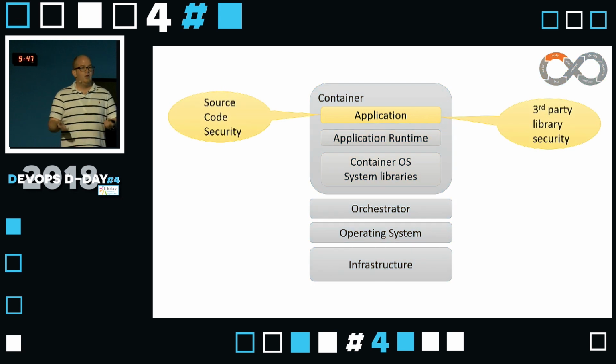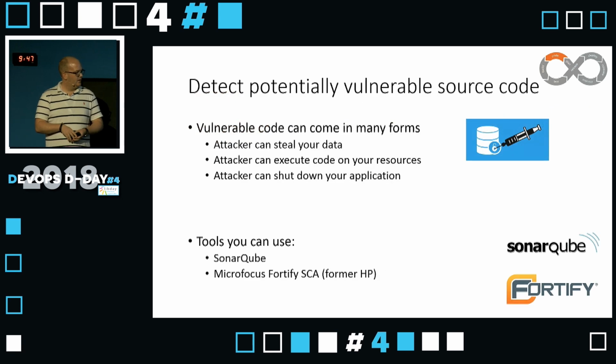So let's start, how can we make our application itself more secure? Source code security, third-party library security. Let's start with your vulnerable source code, so the things that you're actually writing. At the end here, you can have several kinds of attacks. Like, for example, an attacker can steal, modify, or delete your data. An attacker can execute code inside your environment, or he can just shut down your application. So commonly known as SQL injections, remote code executions. And all of this is what you want to avoid.